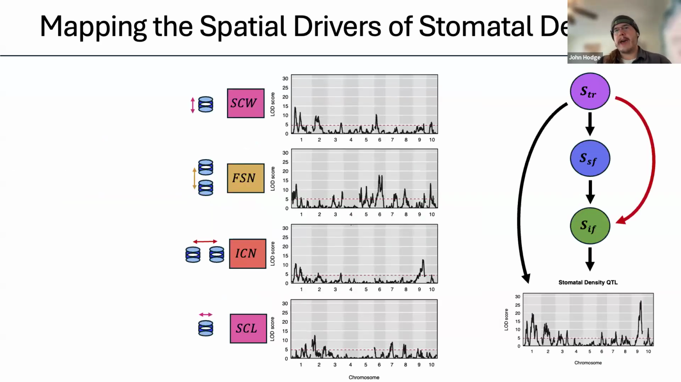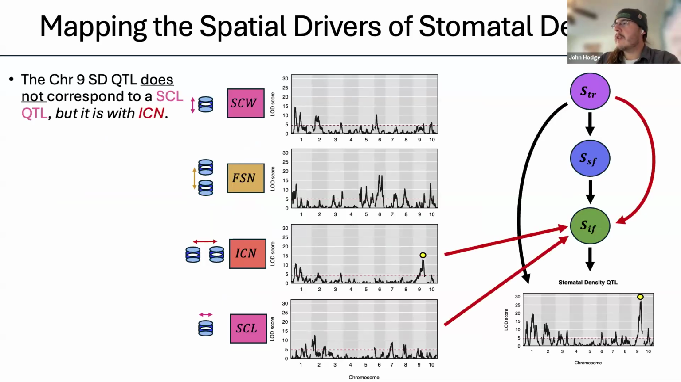As we work our way back up a little bit further on the structural model, here we're now looking at our cell size and our cell spacing variation. If we begin with our lateral variation and what's feeding into the in-file signal, what we end up seeing is that the region on chromosome 9 does not have a corresponding peak for cell size with stomatal complex length, but it does for intervening cell number. So we're still not exactly sure what that region is doing, but it seems like it's affecting the spacing.